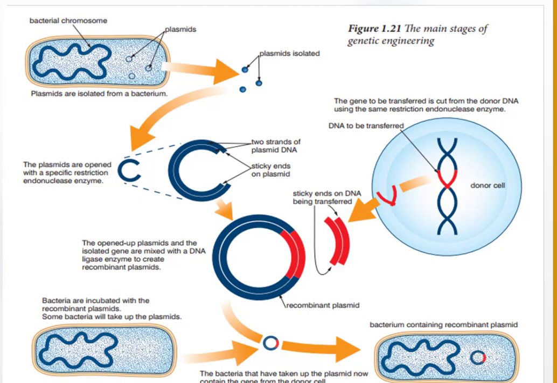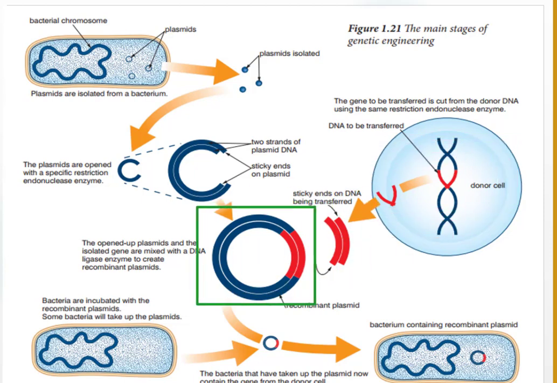From the first diagram, as you watch, plasmids which will act as vectors should be isolated from bacteria. Second, this isolated plasmid should be cut open by restriction endonuclease enzyme. Third, the gene of interest is cut out from donor DNA in donor cells by using the same restriction endonuclease enzyme that we applied to cut open plasmids. Applying this same enzyme is very important to form sticky ends on both plasmids and the gene of interest.